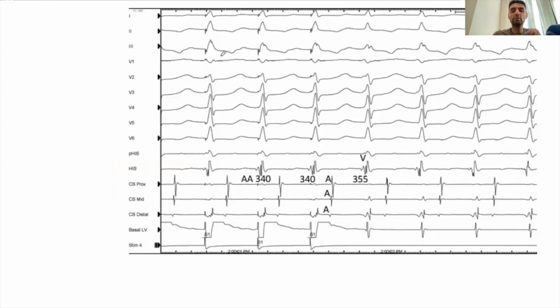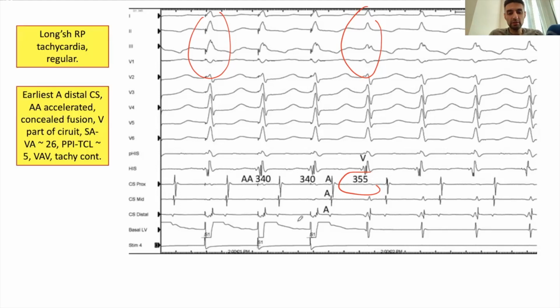Another example of V pacing with a QRS that is very similar or almost identical to the native or tachycardic QRS. You're pacing at 340 milliseconds, and you accelerated the A to A interval at 340 milliseconds, and your tachycardia cycle is around 355 milliseconds. The atrial activation looks very similar. So earliest A is at the distal CS, right? A to A accelerated, there's concealed fusion like we said, because again the QRS is the same, but there's definite fusion because of the A to A here being accelerated with the same atrial activation. Okay.